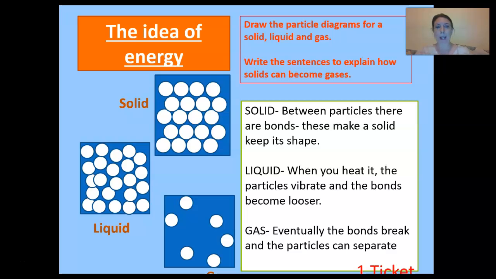So when you break those bonds and add energy, you make liquid. Now liquids are still incompressible, which means all the particles touch each other, but they're able to move around each other. There are still bonds, like hydrogen bonds, but they're much weaker than in the solid. And then in the gas, if you heat the liquid, you can break those bonds again, and then you make the gas, and the particles can separate and they move around really quickly.